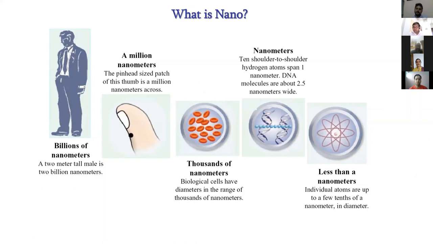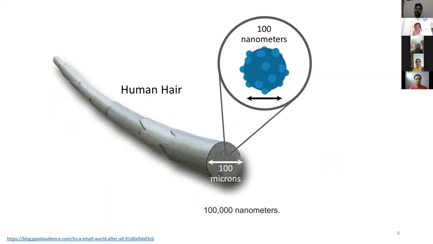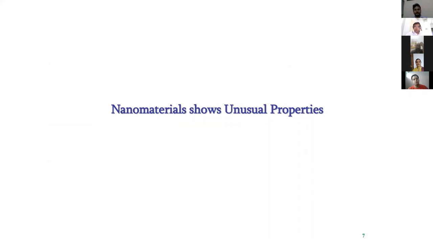Another way to visualize the scale is, you take a human hair, which is around 100 microns in diameter, and you break that human hair into 1 lakh parts. Then you get 1 nanometer. So you can imagine how small they are. But what does it matter?